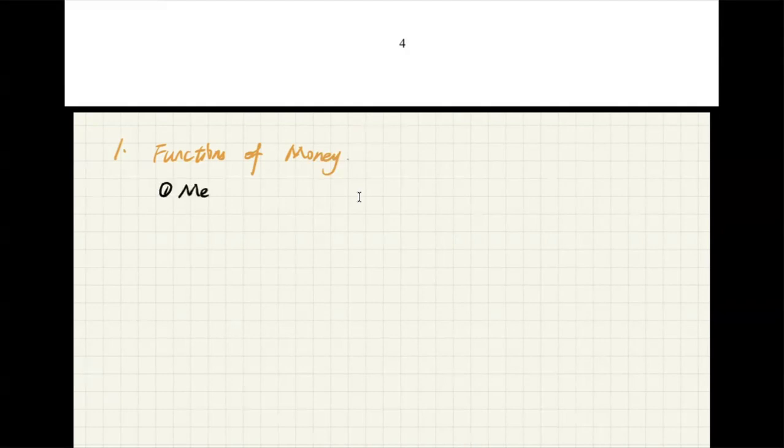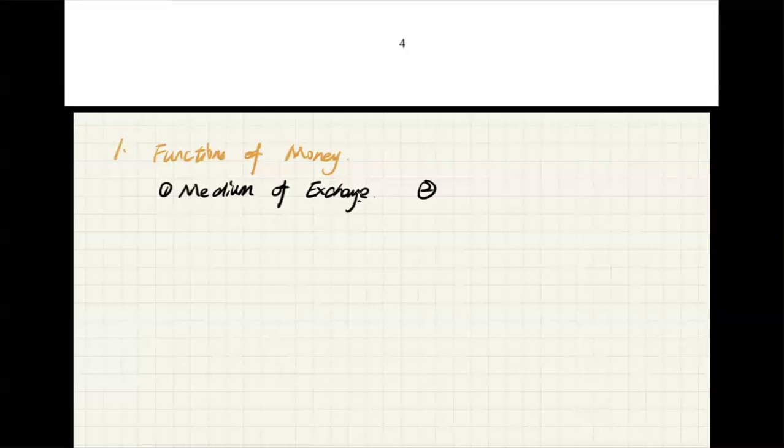List the main functions of money. So here you don't need to give some descriptions, just give your short answers. So firstly, let's write it down. The functions of money. And there are 3 functions. First one, this is the medium of exchange.